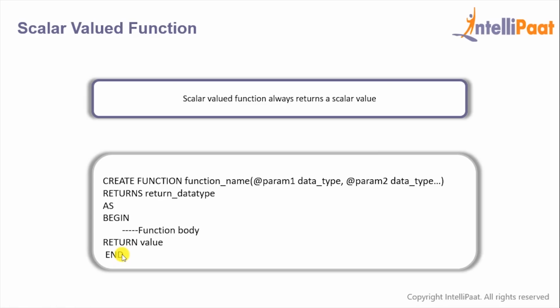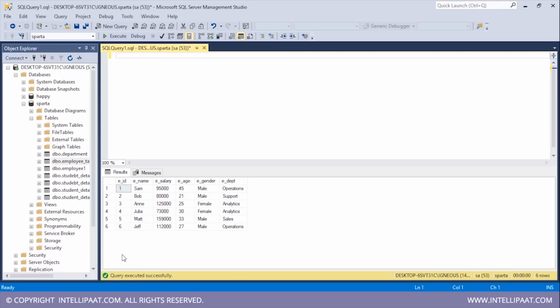So let's go to SQL Server and create our first scalar valued function. So I'm going to create a scalar valued function which will take one integer value, add 5 more to the original value and return the updated value. So let me type the syntax for that. Create function and then I'll give the function name which would be add 5. And inside the parenthesis, I'll pass the first parameter.